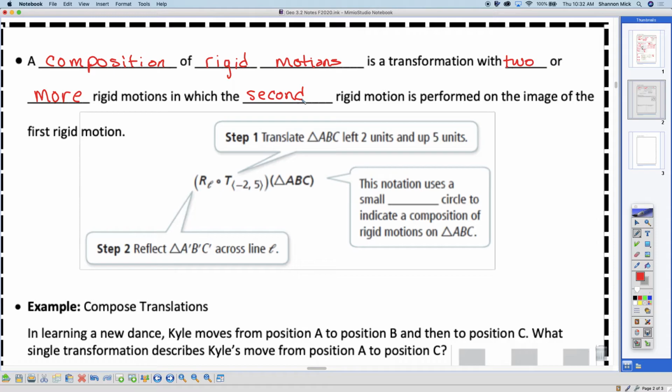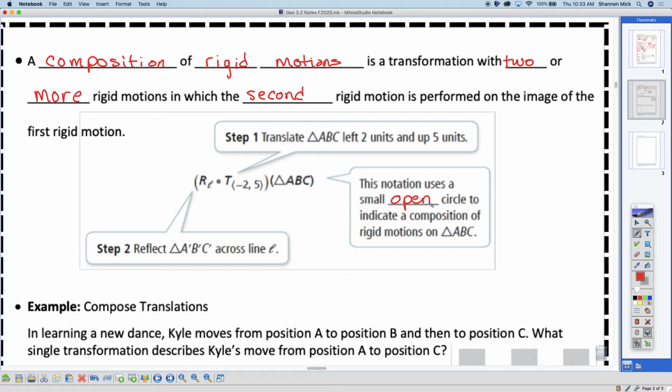Following those names, that's why I have the diagram underneath it. What does R stand for? Reflection. Yes. What does T stand for? Translation. Okay. First, it says this motion uses a small open circle to indicate the composition. Do you see how that circle's open? That's not multiplication, that's composition. They were combining 2 functions.